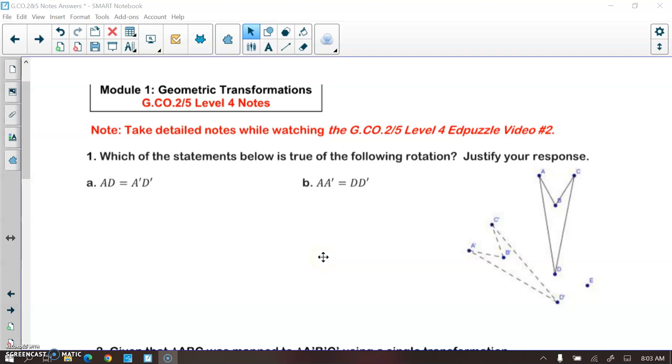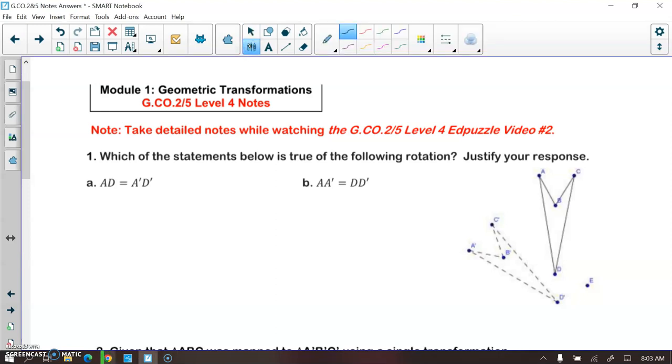All right, so we have reached the last level 4 video, and this is all about properties of translations, reflections, and rotations. So in number 1, it says, which of the following statements is true of the following rotation? So we know that a rotation happened. It looks like it happened around point E, and we are going to see if segments are equal that are given to us.